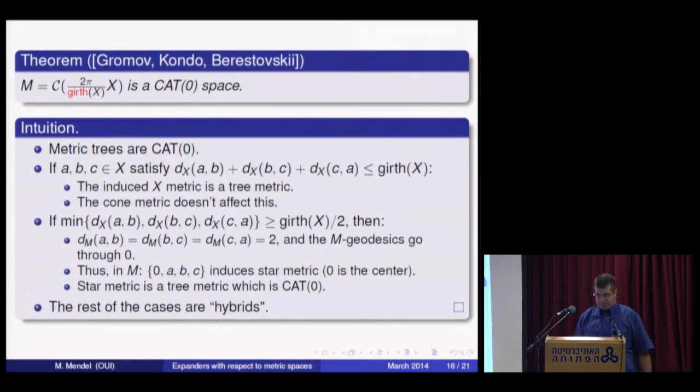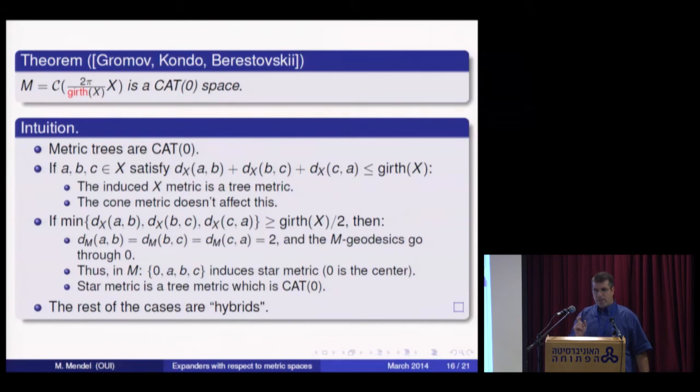And here, we use the following observation of Gromov and Kondo independently, based on a more general, beautiful theorem of Bretowski. Not a simple theorem, but a simple proof, and it puts all these notions in a nice way. I'm not going to quote Bretowski's theorem, but this is basically a corollary of it. It says that if you take any graph, you scale it down by the girth, and take the Euclidean cone over it, you get a cut-zero space. Okay, you have to scale it down by the girth, not the diameter.